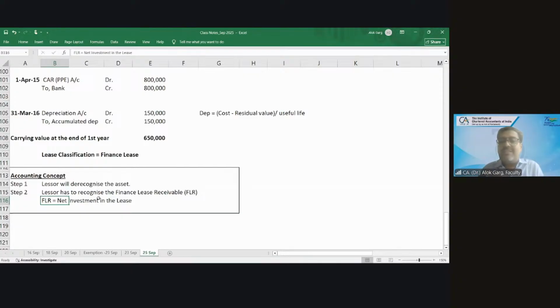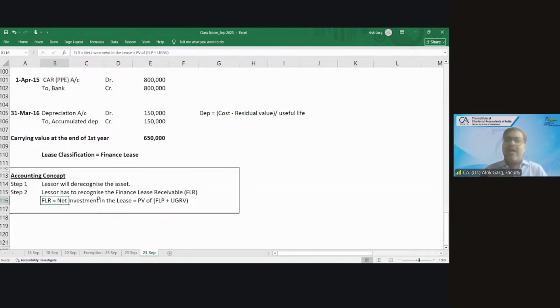What is net investment in the lease? Present value. Present value of what? Present value of future lease payment plus unguaranteed residual value. Whatever the lessor will receive, the present value of all the elements is considered as net investment in the lease, and all the payments which the lessor will receive are known as gross investment in the lease.